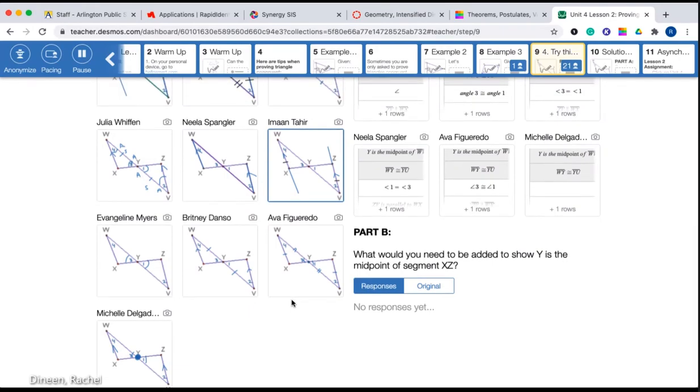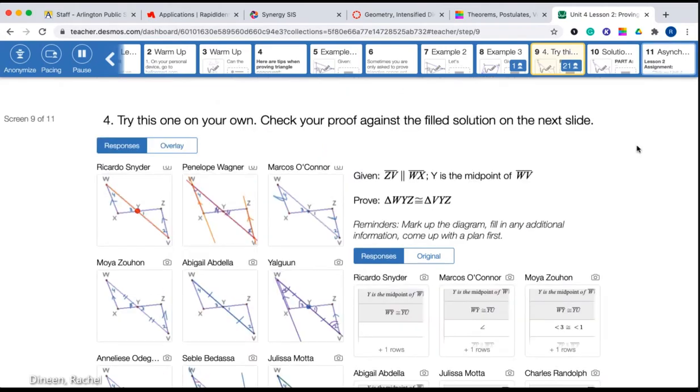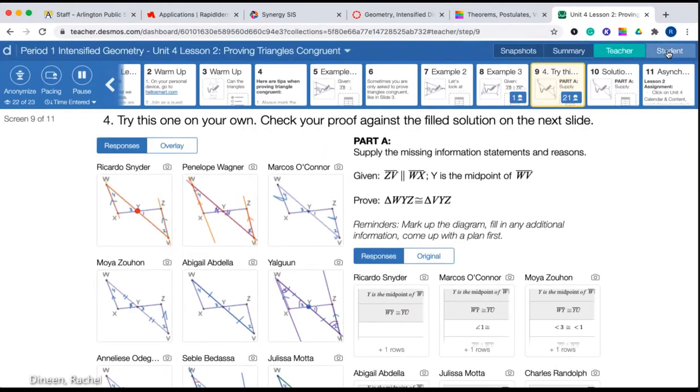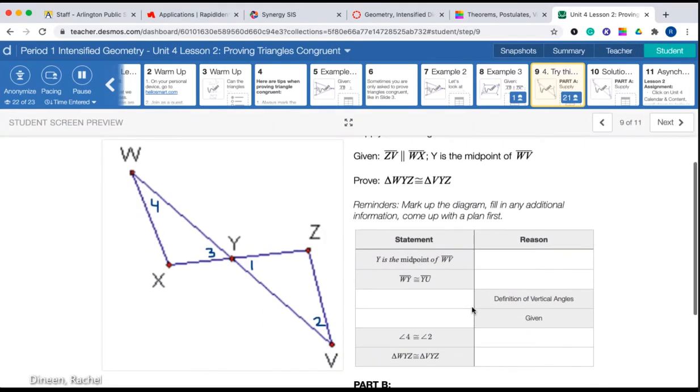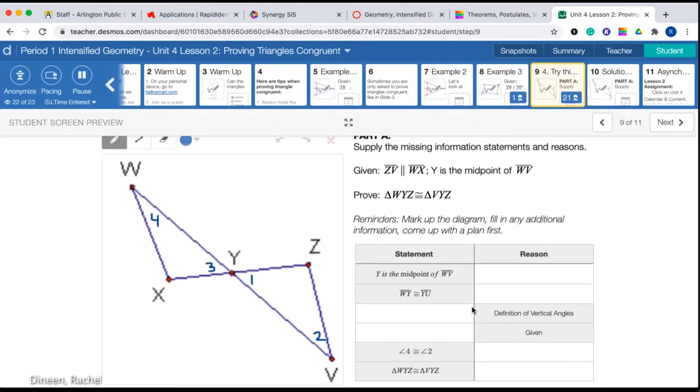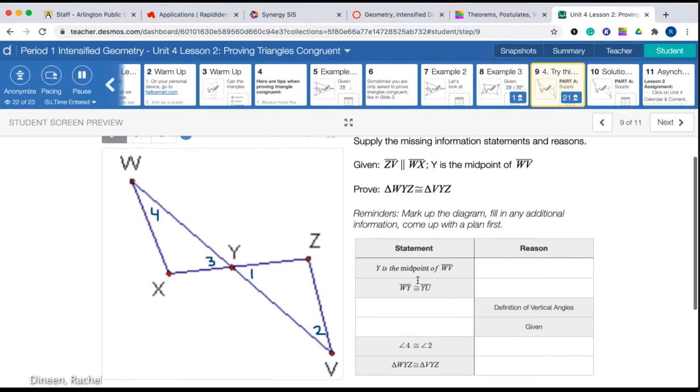Ms. Schuster, yes. For the second part, you wrote WY equals YU. Did you mean to put YV? Oh yeah, there is no U, is there? Yeah, sorry guys. Well, good thing there's no U. So yeah, that would be a V.